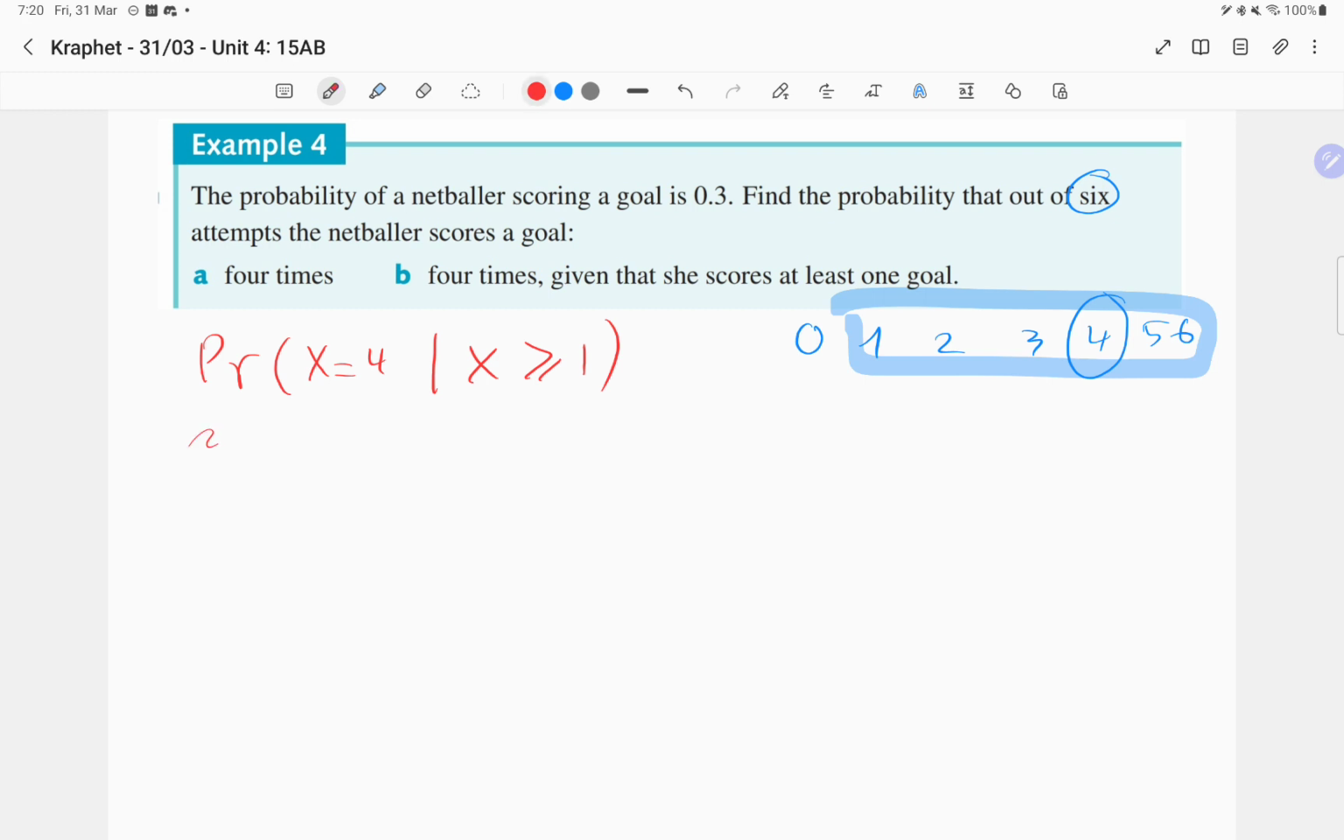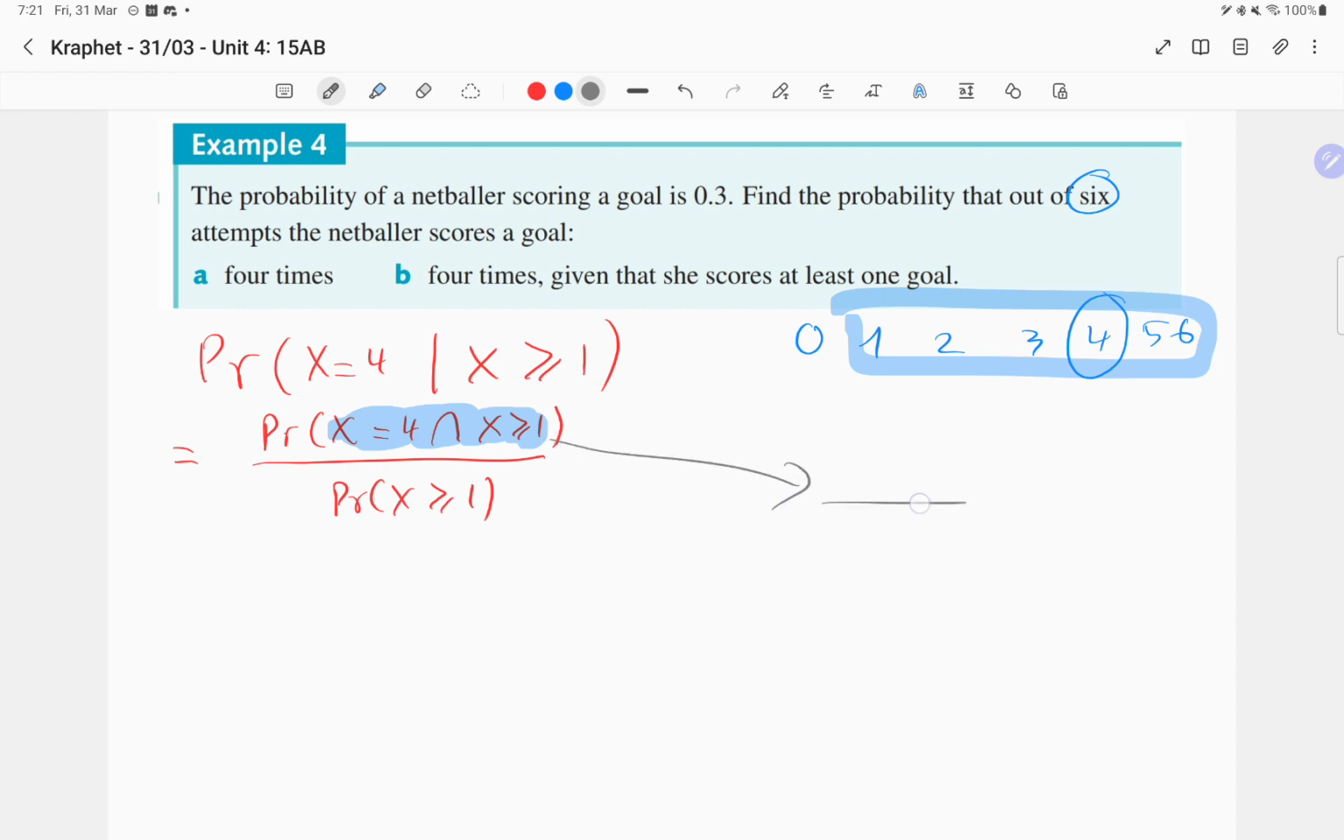Okay? Now, okay, that's one interpretation. Another one that I commonly use is this. So first you write the rule here. P(X = 4 and X ≥ 1) over P(X ≥ 1). Okay, this one you can find. Now, how do we do something like this? This thing here, that's strange, isn't it? How do you do that? To resolve this condition, what I use is the number line.